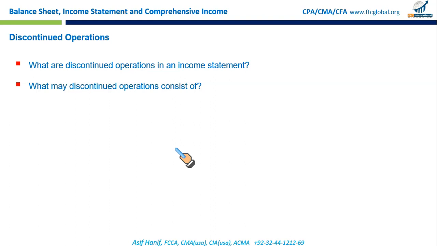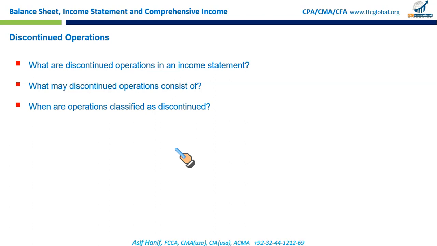Then what may discontinued operations consist of? Well, they can consist of just like a division, maybe impairment losses, or maybe gains or losses from actual operations, and gains or losses on disposal. We'll discuss this with numbers as we proceed.